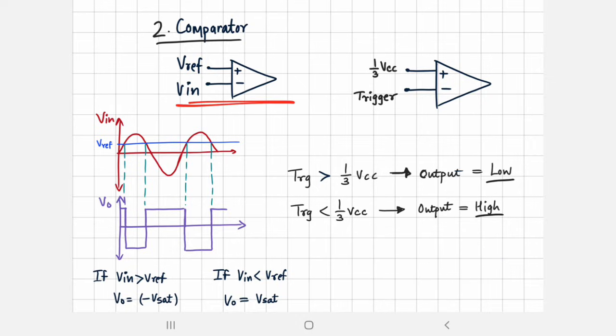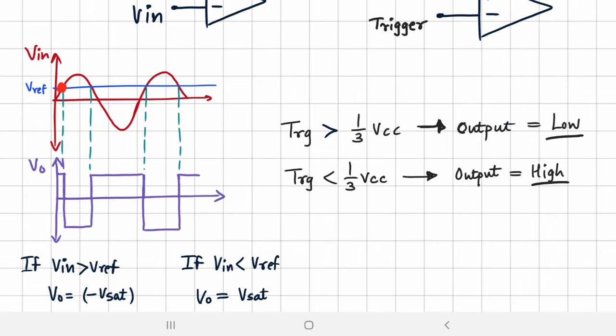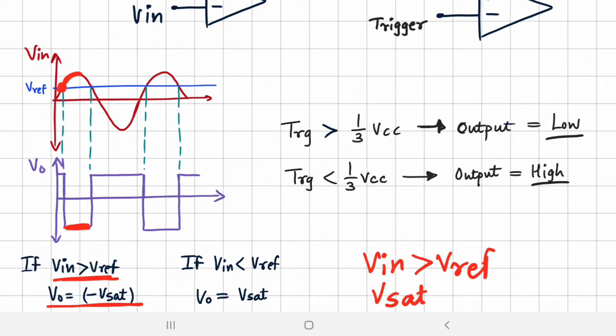Now we'll look at the graphs of the inverting comparator. The red one is my input and the blue line is my V reference. At this point, my input crosses V reference. Now my V in is greater than V reference. So in an inverting comparator, your output will be minus Vsat. In this period, my output is minus Vsat. In a non-inverting comparator, you will get plus Vsat for V in greater than V reference, because it is non-inverting, and this waveform is for inverting. So the opposite is happening. Now at this point again, your input is dropping down to V reference. Now your V in is less than V reference, so your output is plus Vsat. It is very simple to understand.